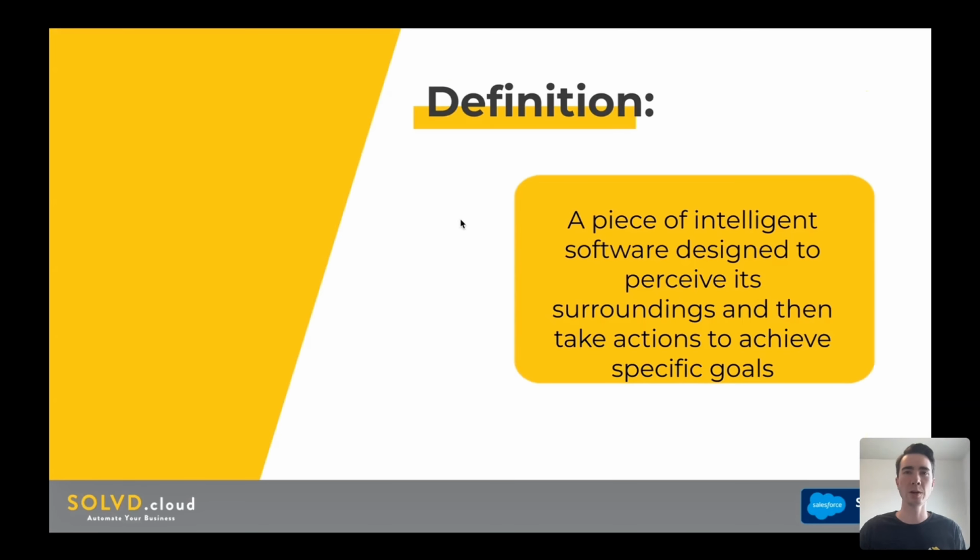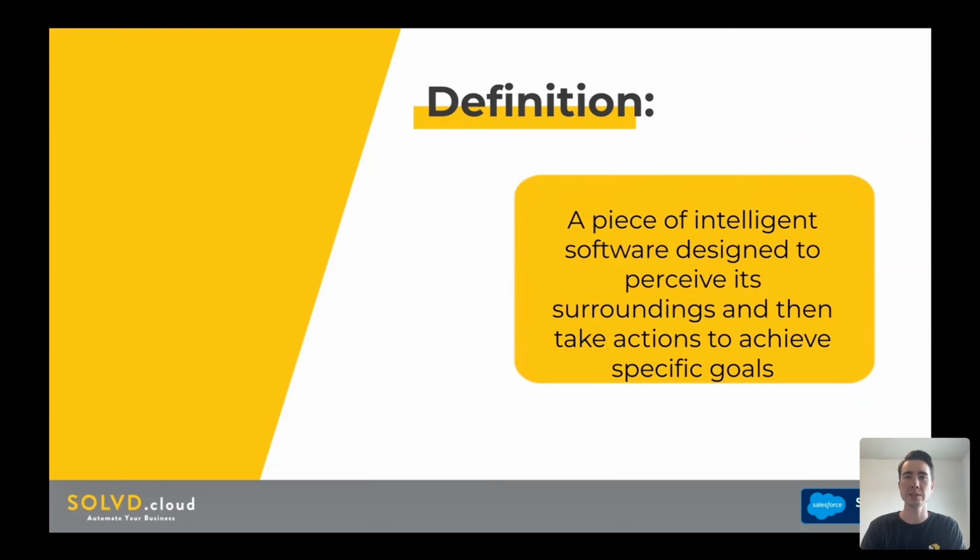All right, so what are AI agents? AI agents are used in most AI technology. And the simple definition that I have here is it's a piece of intelligent software designed to perceive its surroundings and then take actions to achieve specific goals. Now we're gonna dive into that a little bit deeper, specifically some of the key words that are in there.